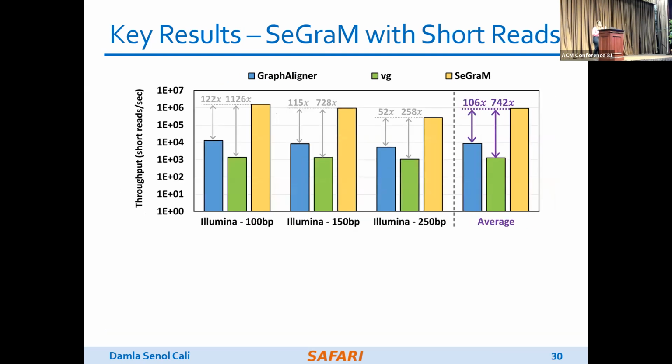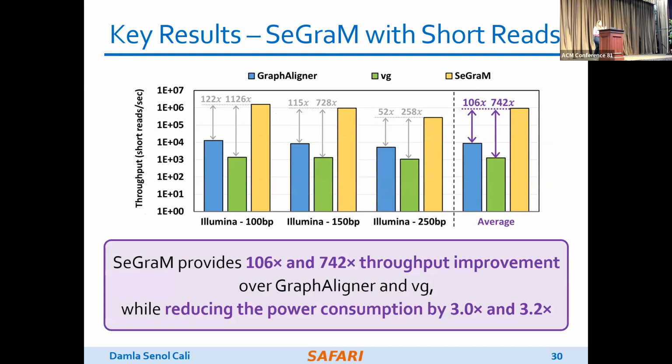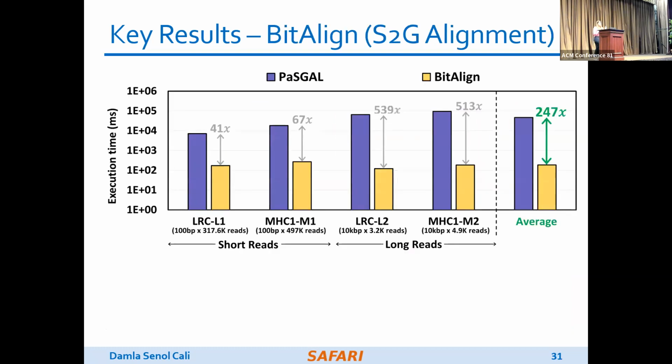And with the exact same baselines, but this time with short reads, we find that SIGGRAM provides even higher amount of throughput improvement over both of these baselines, while reducing the power consumption by, again, more than 3 times for both. And let's look at our key results for the sequence to graph alignment use case, where we are running BitAlign as a standalone, and we compare it with the software-based tool PaSGAL.